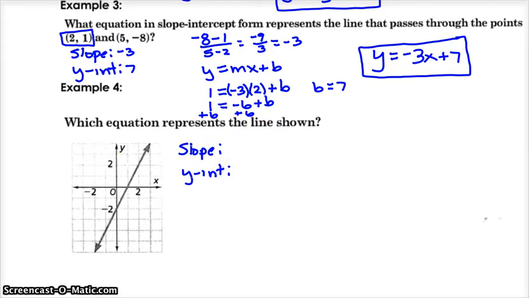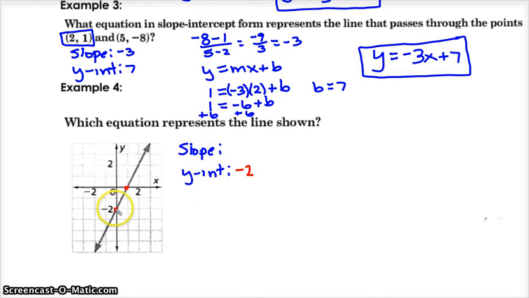Looking at the graph, I can identify the y-intercept by where it crosses the y-axis, right here. So my y-intercept is down here at -2. Now, to find the slope, I'm going to pick another point on my line that I can clearly see, like here. Now, I'm going to count. How do I get from this point up to the next point?